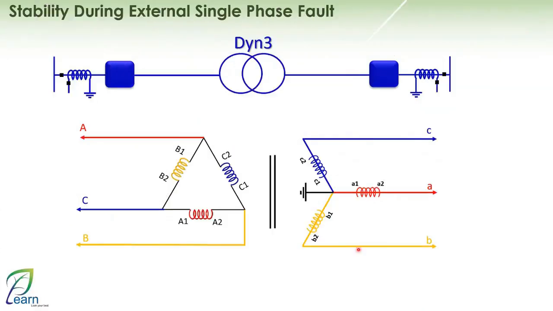Let's take a look at a simple part to understand the topic more deeply, and grasp the idea very well. Suppose I told you that I have an external single phase to ground fault on phase A, as we can see here.